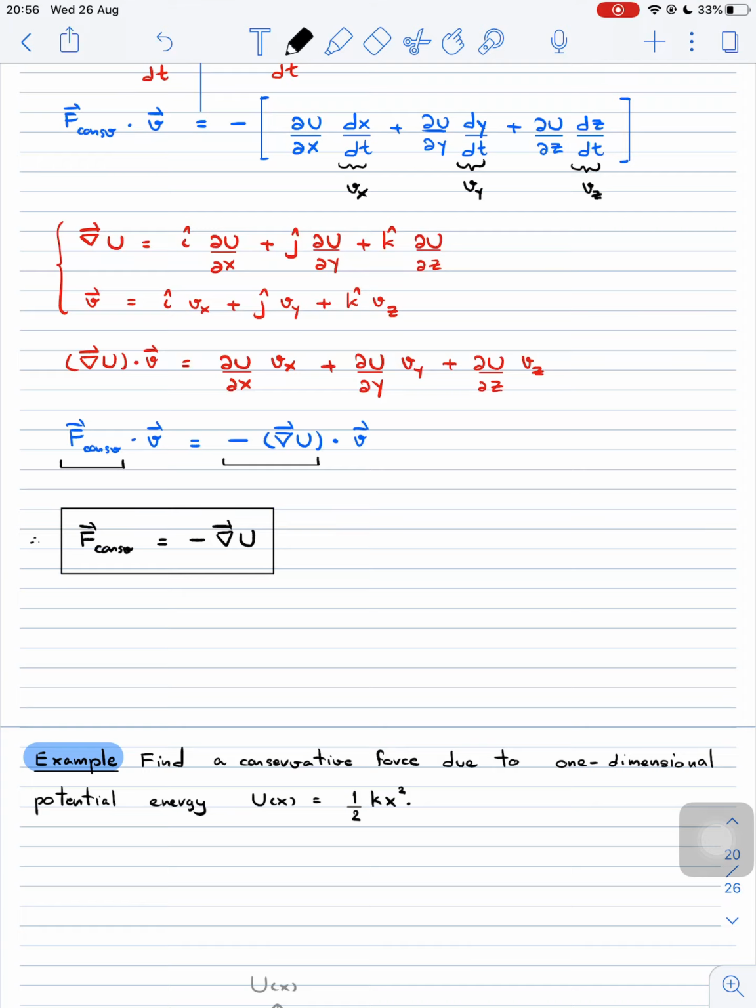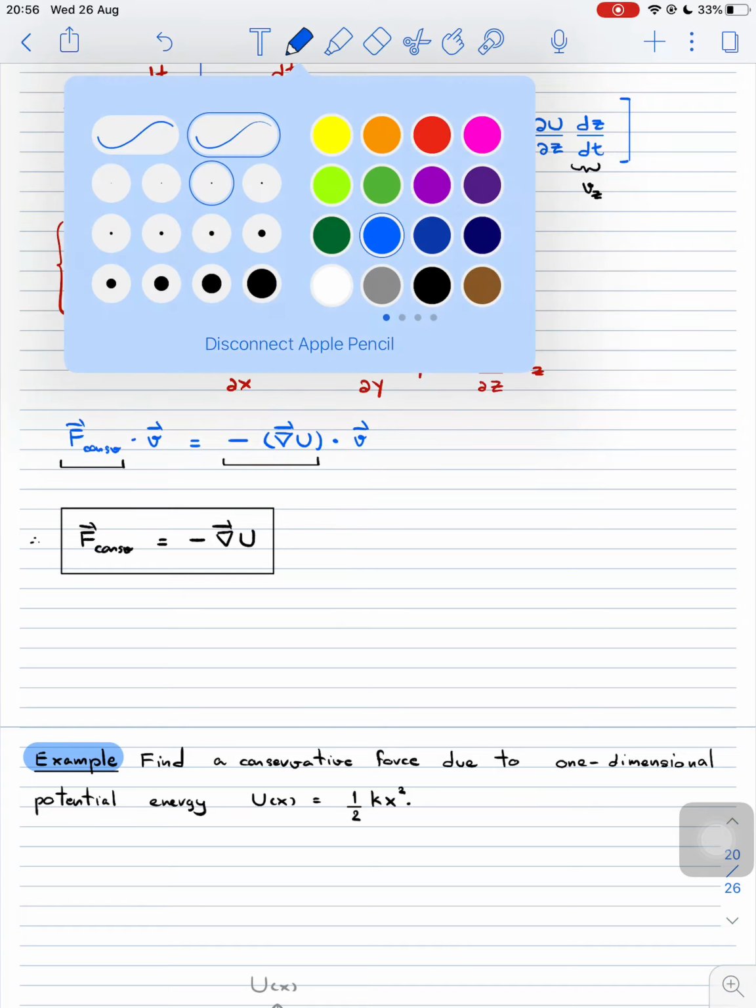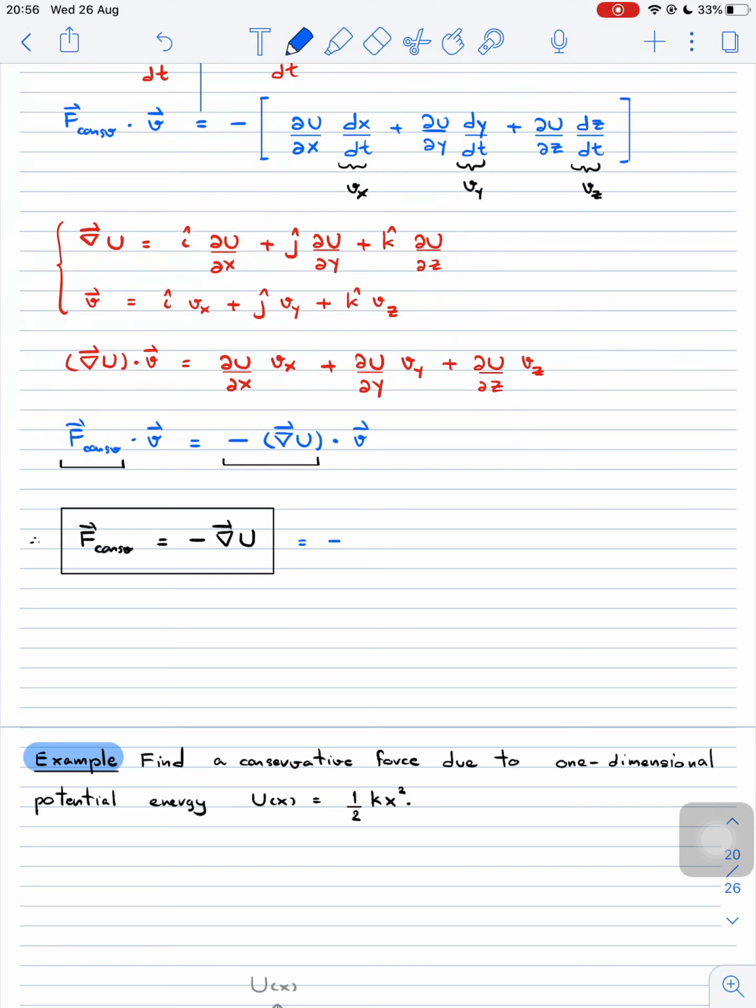But don't forget that it's going to be equal to, let me use the blue one, minus unit vector i du by dx, and minus unit vector j du by dy, and then minus unit vector k du by dz.